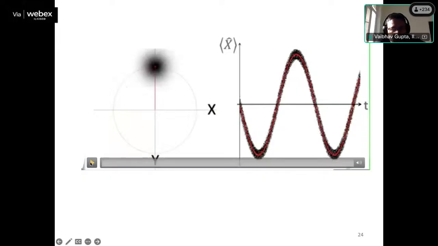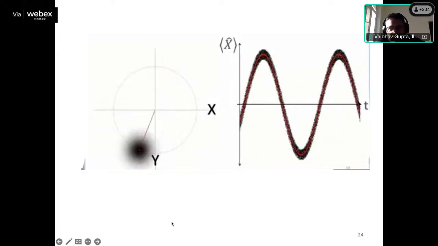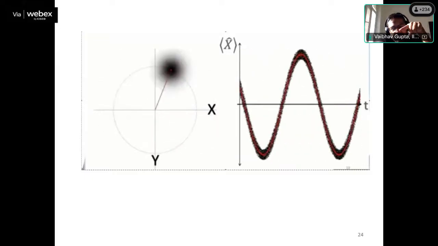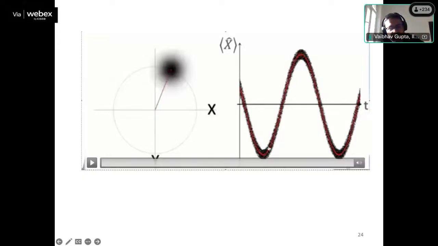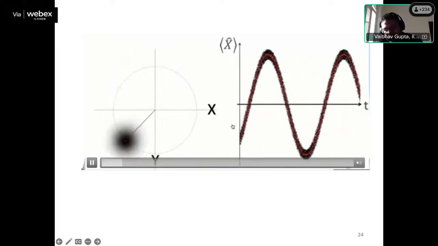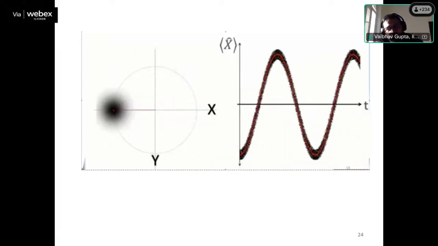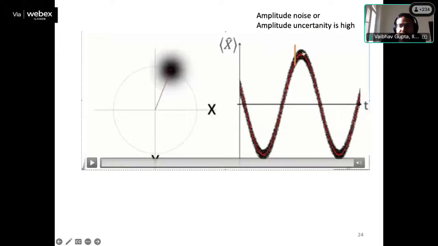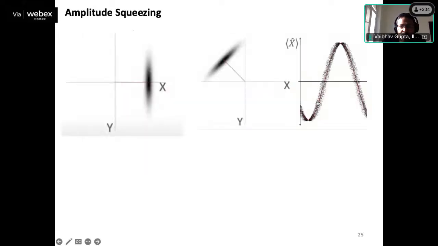Now I will show you a video. So let's say this is how it looks. On the phasor, this phasor is rotating, and here you see the wave. It's just a representation to show the wave signal in a phasor diagram, right? Now you see that the amplitude noise, or uncertainty in amplitude, is quite high. You don't really know what the amplitude is, up to here or there. And it's similarly the case for the phase as well.